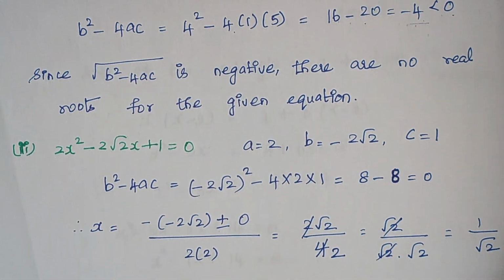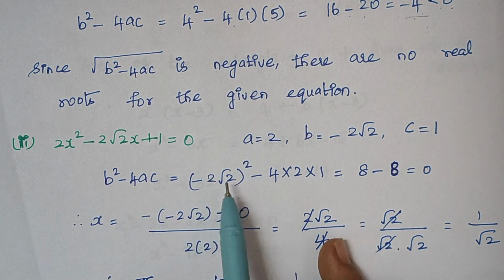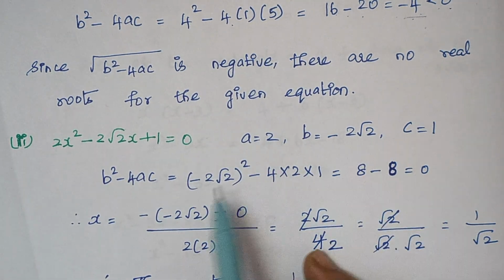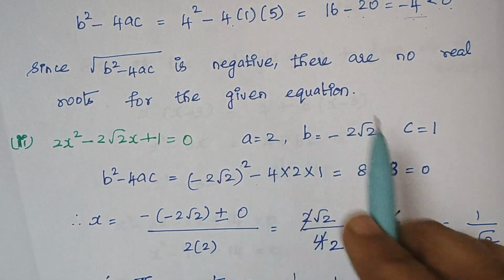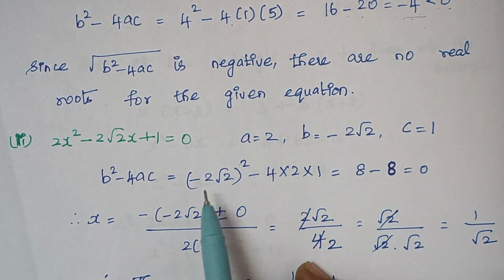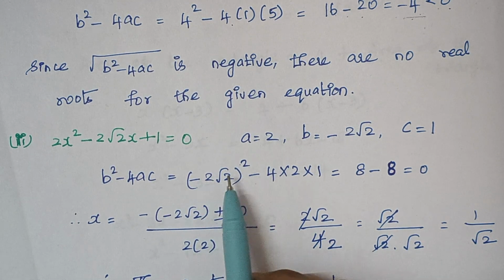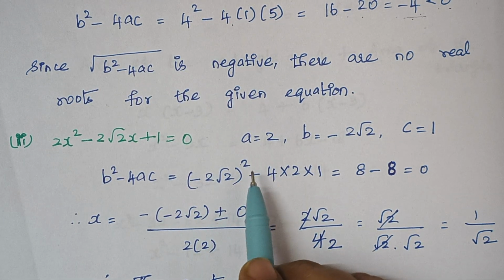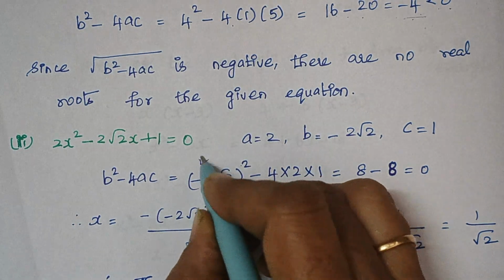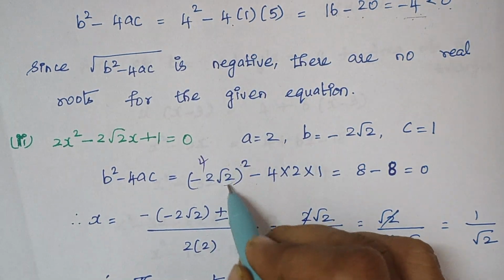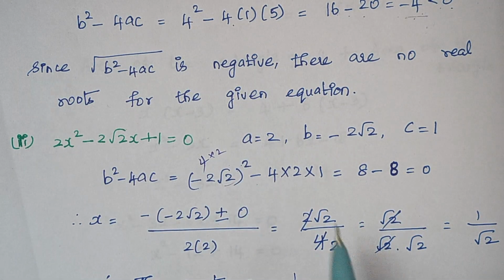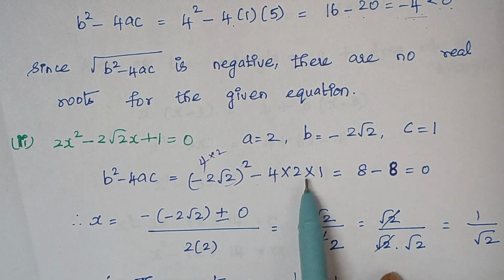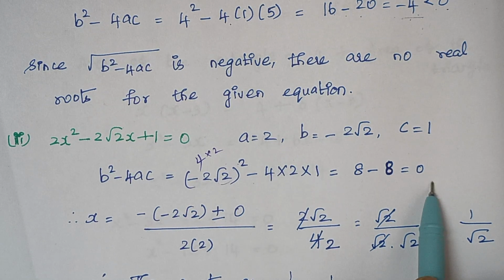So b square minus 4ac. So when you substitute here, the value of b is minus 2 root 2 the whole square minus 4ac. So minus 4 into 2 into 1. So here whenever the minus is squared, it becomes plus. The value of 2 square is 4. What about the value of square root of 2 the whole square? It simply becomes 2. So here the answer is 8 minus 8, which is equal to 0.